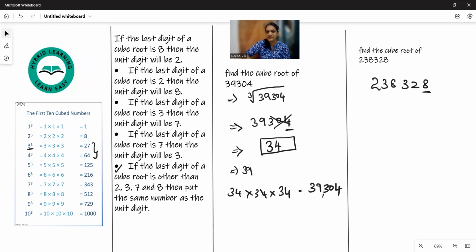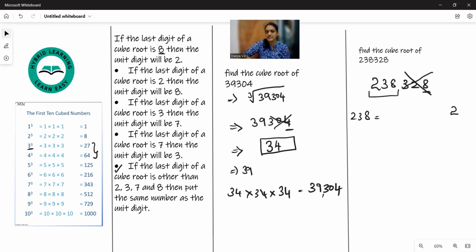You have a specified rule for this, right? If the last digit of the number is 8, then the unit digit of the cube root will be 2. So you write 2. Then the second step is to cut off the last 3 digits. What is the remaining number? 238. You write 238.